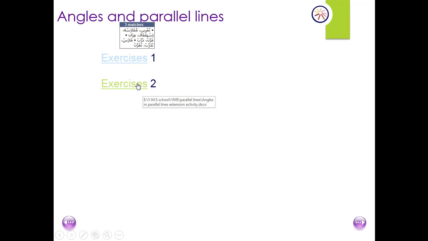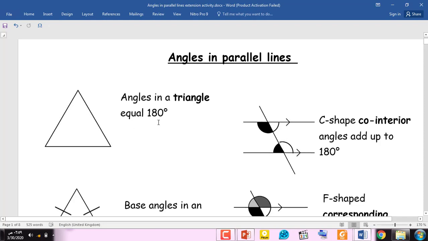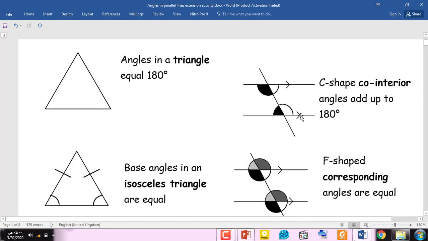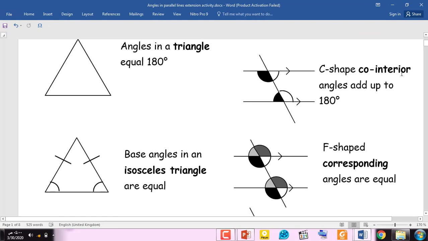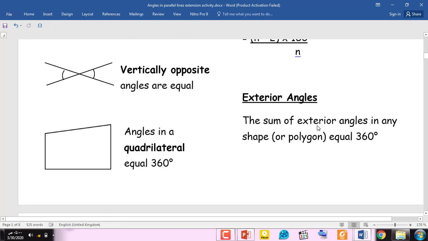So now let's go to exercise number 2. Angles and parallel lines. Neglect, guys, the information on the right side of your screen because it is about triangles. We are going to study the triangles after we have finished the angles and parallel lines. So here we have the C shape, or we can call them interior angles, the F shape, the corresponding angles, and the Z shape, the alternate angles.